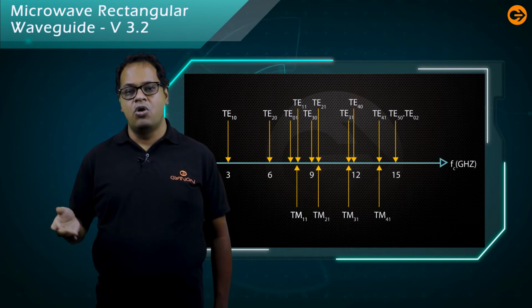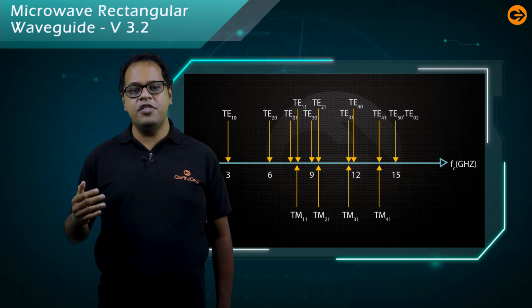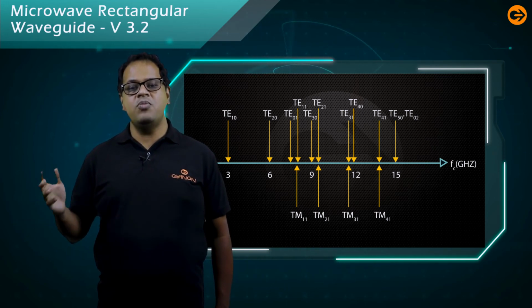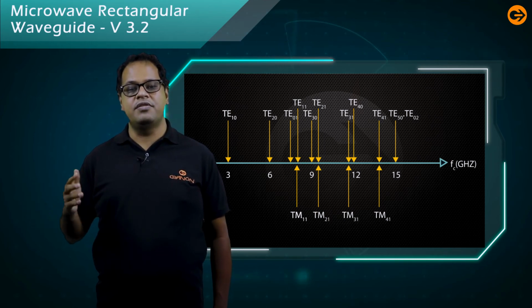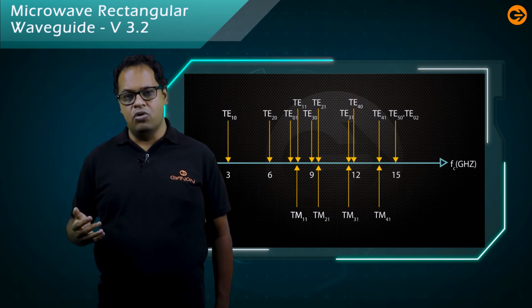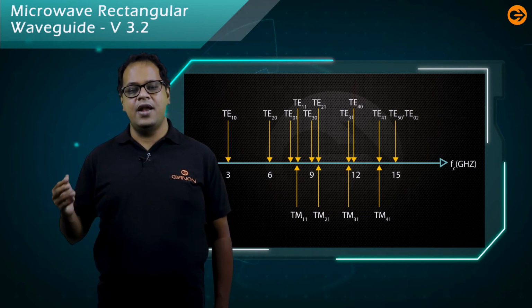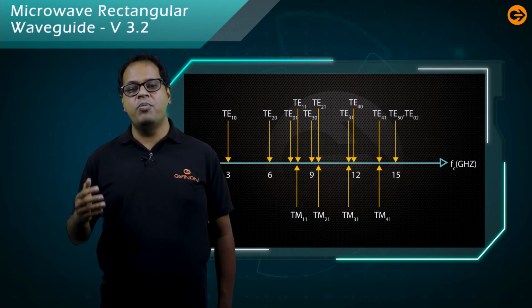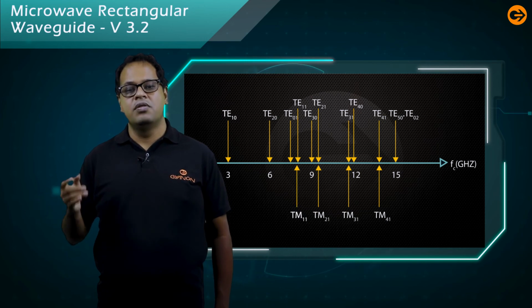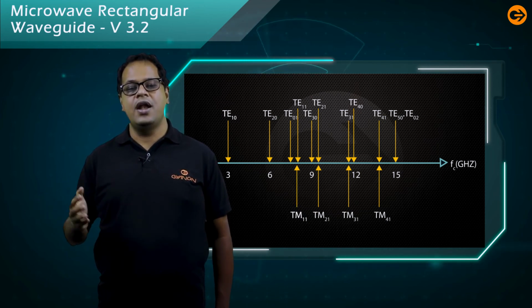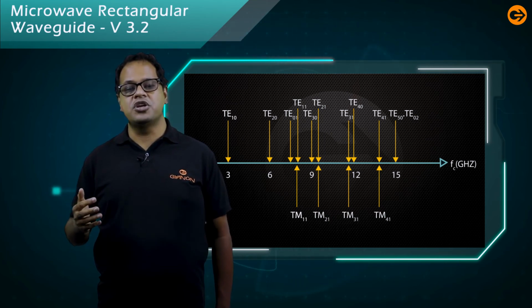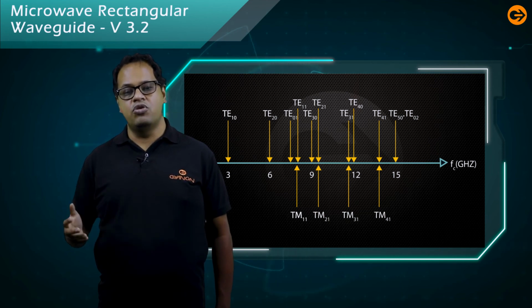Now let us discuss what the dominant mode is in the case of the transverse electric and the transverse magnetic mode. What do you mean by the dominant mode? It is the mode in which the wave will start to propagate, in the case of the transverse electric and in the case of the transverse magnetic. The dominant mode in the case of the transverse electric mode is TE10. So in this case, m is equal to 1 and n is equal to 0. In the case of the transverse magnetic mode, the dominant mode is TM11. So in this case, m is equal to 1 and n is equal to 1. Whenever you are trying to propagate the signal or the information, you have to start from this mode onwards.